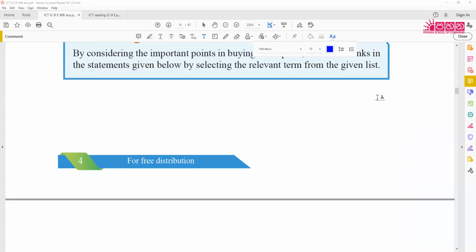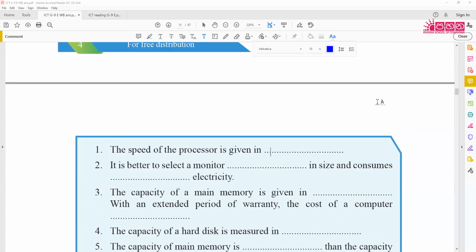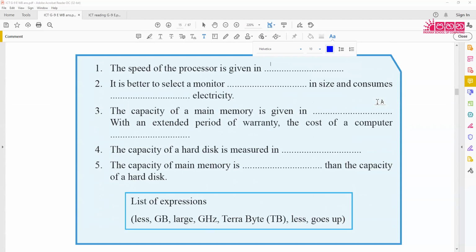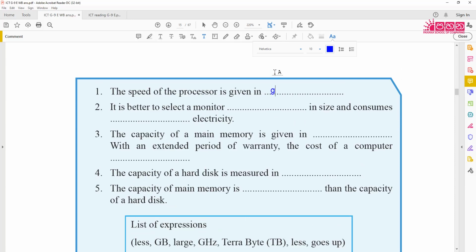This is activity number 1.7. The speed of the processor. We discussed this earlier. The amount of work that can be done within a second, or to be exact, the number of clock cycles per second, measured in hertz. And nowadays it's at the gigahertz level. So the speed of a processor, usually we will see in the units gigahertz.